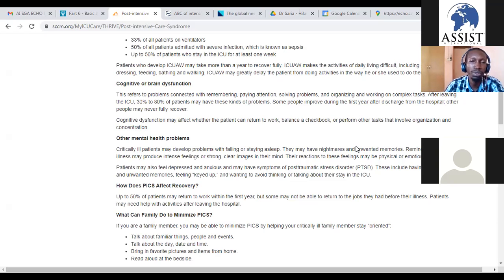So families should be involved. They should be involved in the planning. They should be involved in the management. And they should be updated about what is happening with their patients or their relatives every single time, so that they should not end up with this sort of syndrome as well.